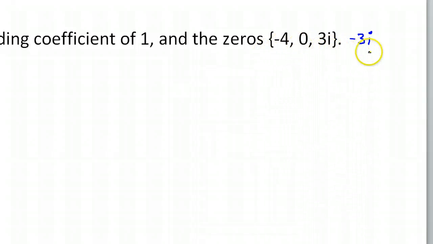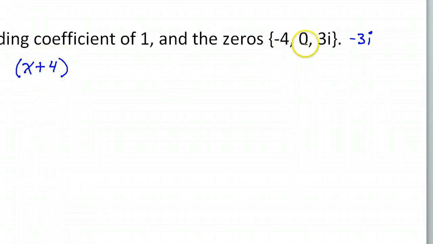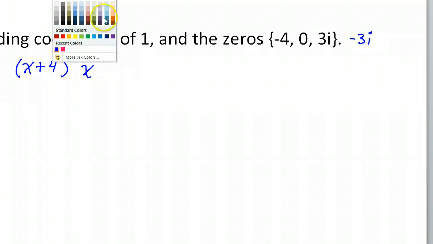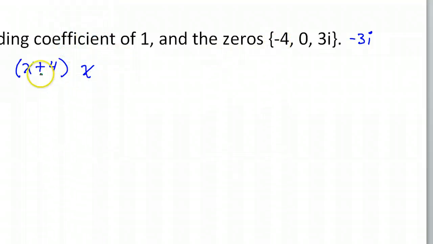Now let's turn each of these zeros into a factor, and we're going to have to multiply them all out to get the answer. Having a zero of negative 4 translates into a factor of x plus 4. Having a zero of 0, you could think of this as a factor of x minus 0, but that's kind of silly. It's x. Let's just be honest with ourselves. So we have 2 factors so far, x plus 4 and x.